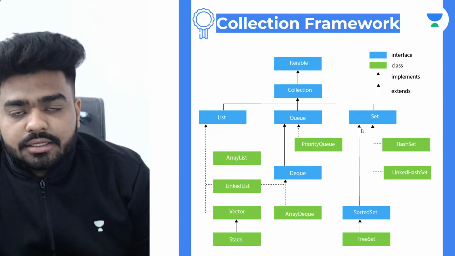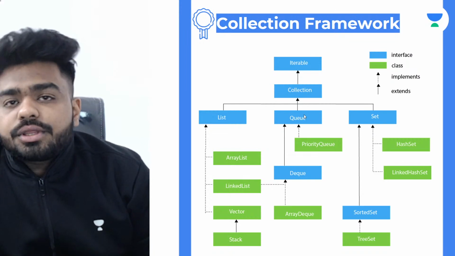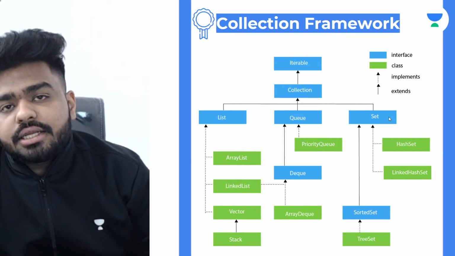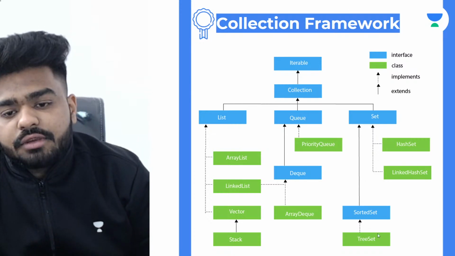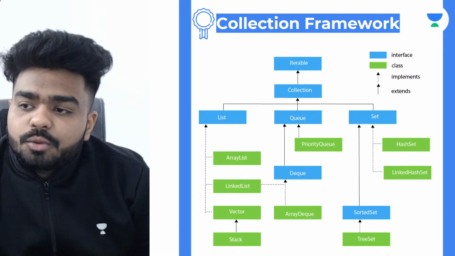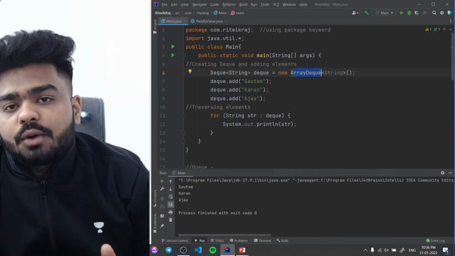Let's come to set. Set is also something like list and queue, but in a different manner. Let's understand what it is. We have a HashSet, we have a LinkedHashSet, and we have a TreeSet. You can write all three in the same way how I have explained to you.